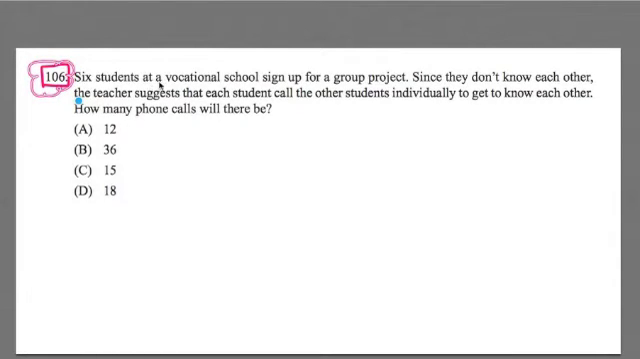6 students at a vocational school sign up for a group project. Since they don't know each other, the teacher suggests that each student call the other students individually to get to know each other. How many phone calls will there be?